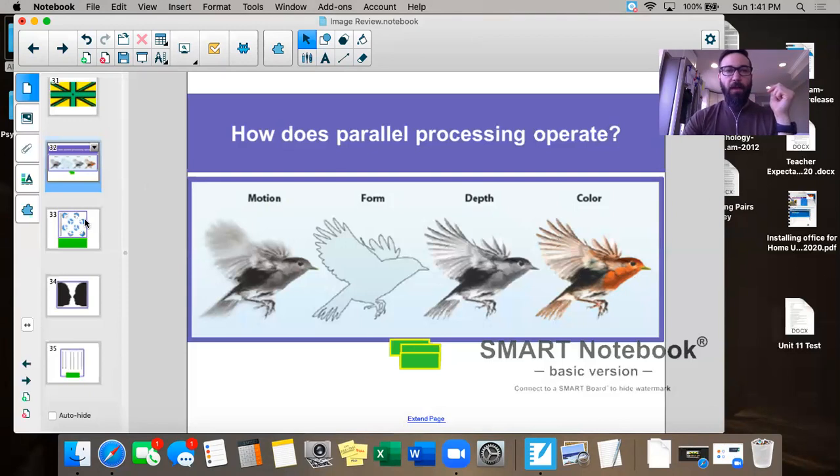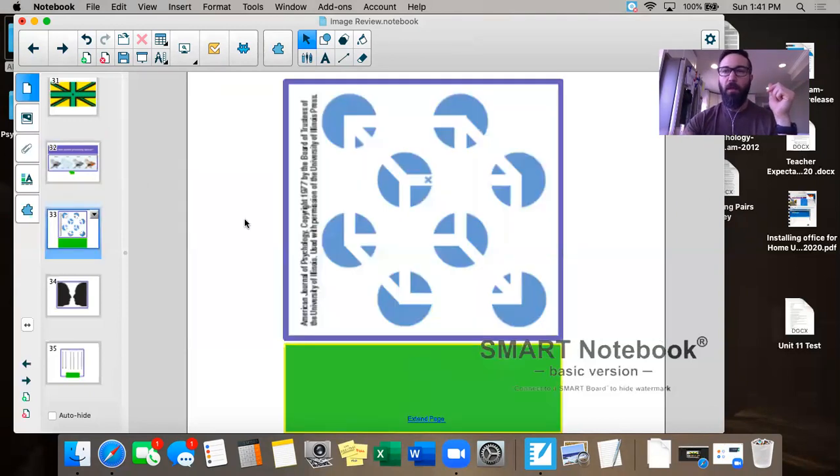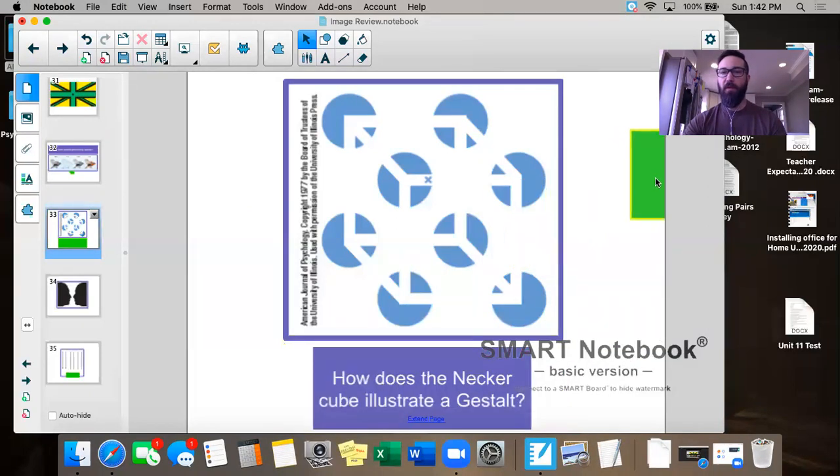That's a perception phenomenon. Here's another one, something we would have seen before. First of all, what is it? It's called a Necker cube. And then the prompt for image review that I pulled off of some of the stuff from our textbook here would be, how does the Necker cube illustrate Gestalt?